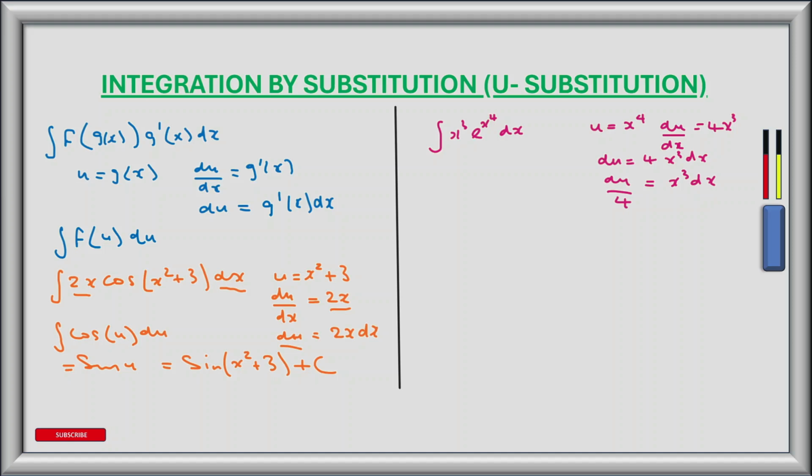So now let's perform our substitutions. So we have the integral of, substituting for u, e to the power of u, and substituting for x cubed dx, we have du divided by 4. So if we take 1 over 4 outside of the integral, we have 1 over 4 multiplied into the integral of e^u du. So if we integrate that, we get e to the power of u divided by 4 plus a constant of integration. So if we substitute u back into this expression, we get e to the power of x to the power of 4 divided by 4 plus constant of integration.